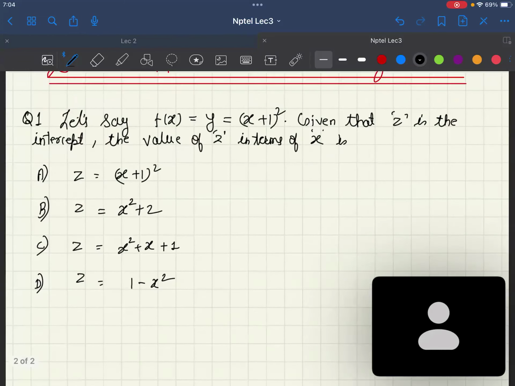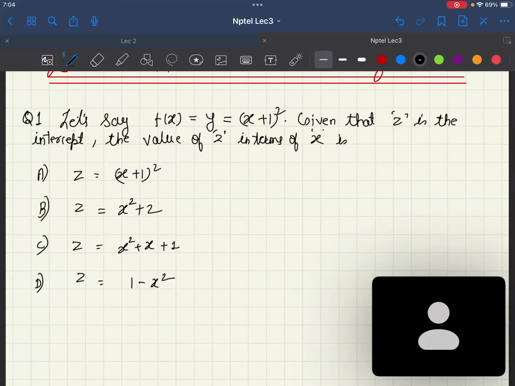So what the question is all about, so let me use a different pen. What is given to us? We are given a function f of x, which is a function of a single variable x, and it is given by y equal to x plus 1 whole square. And what we are given is that z is the intercept. And what we are asked is, what is the value of z in terms of x.